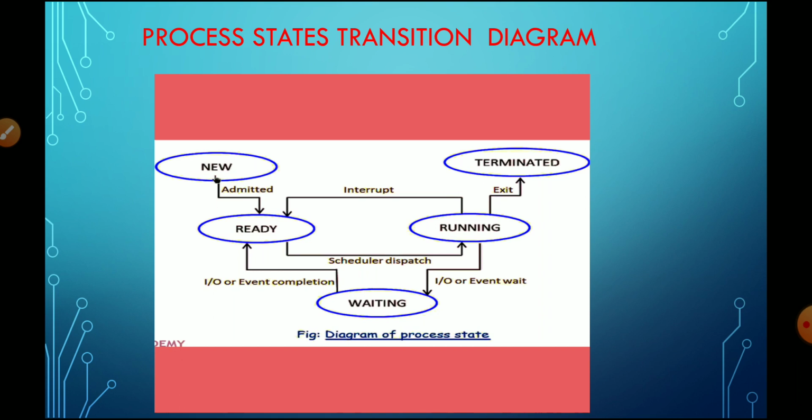And again in the running state, if it has to wait for some IO operation or event, it goes to the waiting state. It waits for the event, and once the event has completed, it goes back to the ready state where it is ready for execution again, and then it comes to the running state. After the running is completed, it goes to the terminated state.